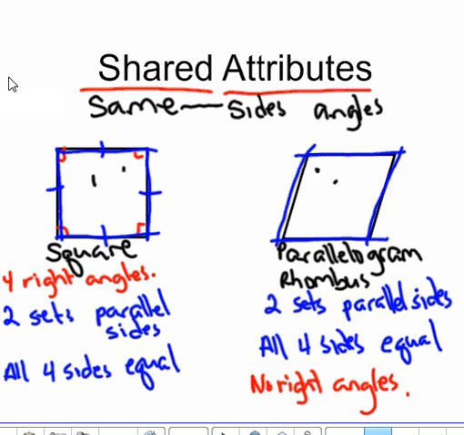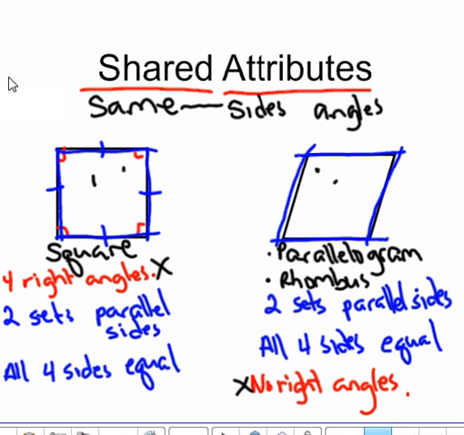So now let's take a look at our square and compare it to our parallelogram and rhombus. Again, we know that our square has four right angles. So think to yourself, is that shared by the parallelogram and rhombus? Does the parallelogram and rhombus have four right angles? We should know that it does not. So this is not a shared attribute, meaning these two do not share the same sides or angles.